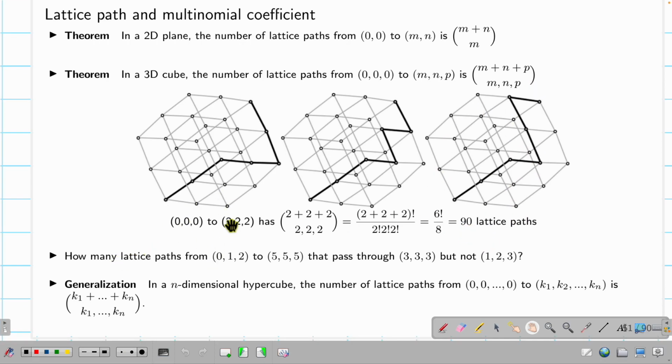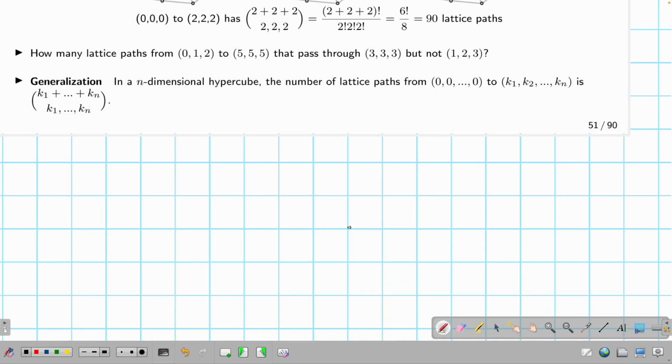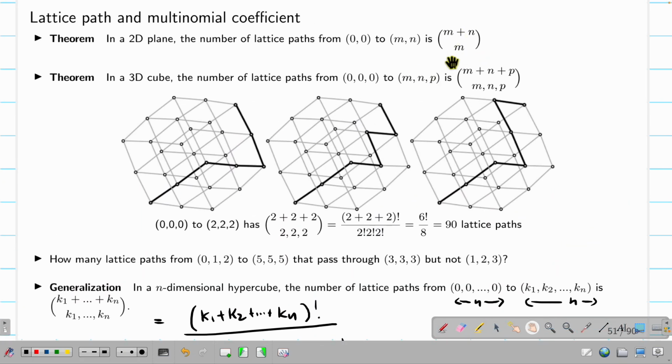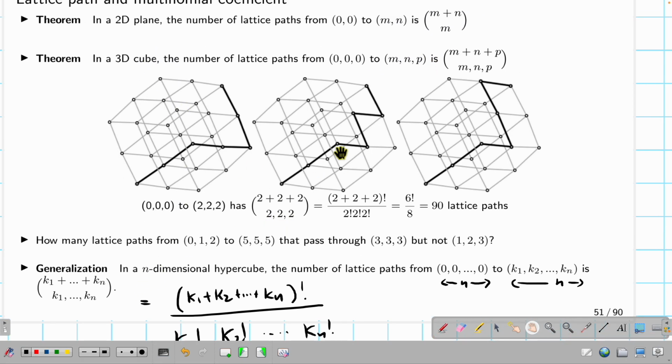And of course, I can ask a similar question. How many lattice paths from (1,0,1,2) to (5,5,5) that must pass through (3,3,3) but not (1,2,3)? Oh, this is already very complicated. And I can generalize, for example, from (0,0,0,...,0), so this is an n-dimensional vector, to this point. The n-dimensional count is this thing, which is basically k1 plus k2 plus up to kn, which is a very big integer, and then we have k1 factorial, k2 factorial, and so on until kn factorial. 2-dimensional problems may appear in the assignment or test or exam, but 3-dimensional or n-dimensional ones won't appear in the exam, okay?